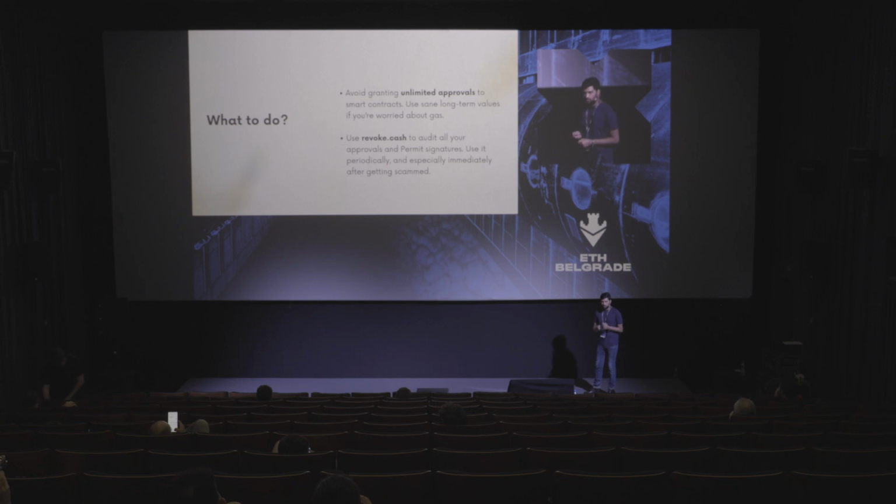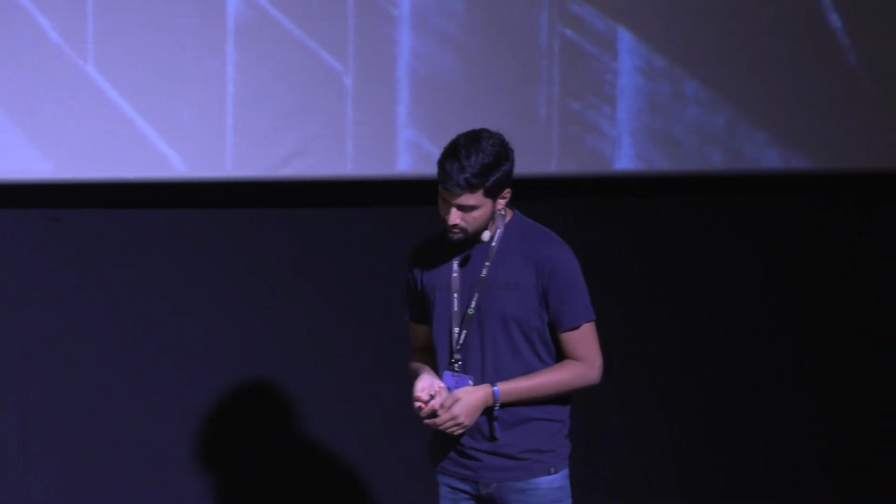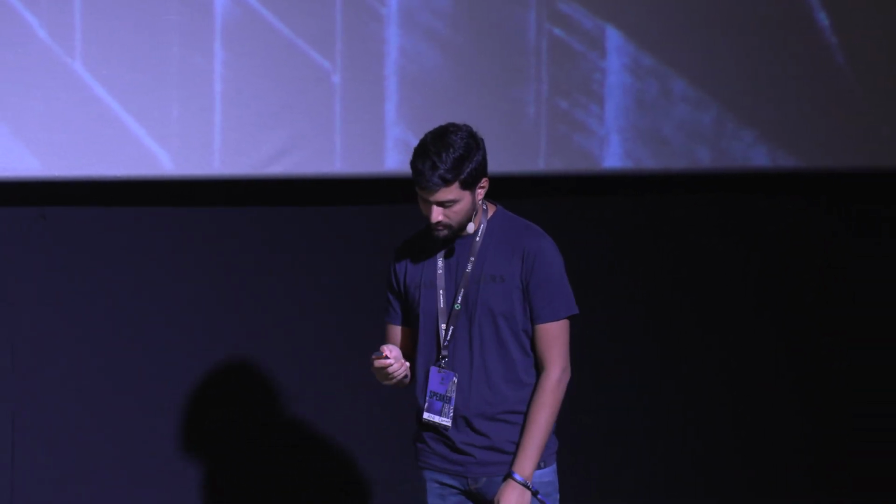There's a neat tool known as revoke.cash. It allows you to audit all the approvals on various smart contracts, not just token approvals, but also permit signatures, permit2 signatures, and you should use it periodically.